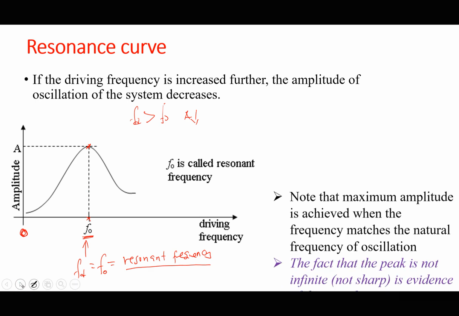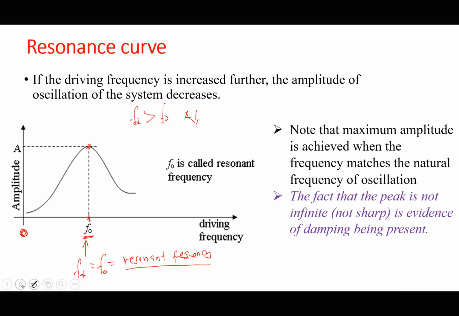So I want you to note a few things from this curve. Number one, note that the maximum amplitude is achieved when the driving frequency matches the natural frequency of oscillation. Number two, the peak is not infinite. What I mean is, the peak is not very sharp. What does that mean? There is a range of frequencies for which the amplitude is almost maximum.